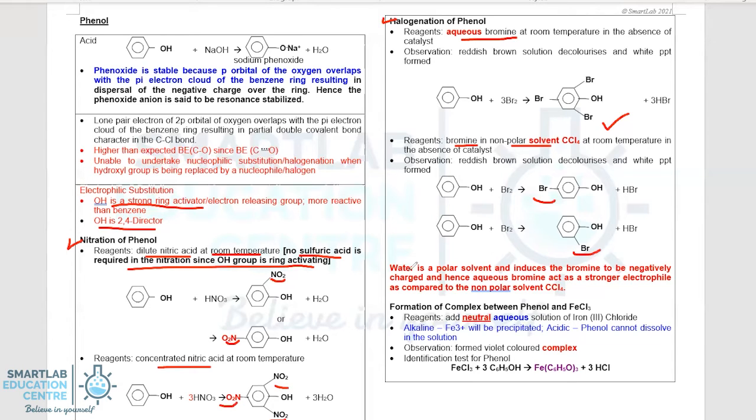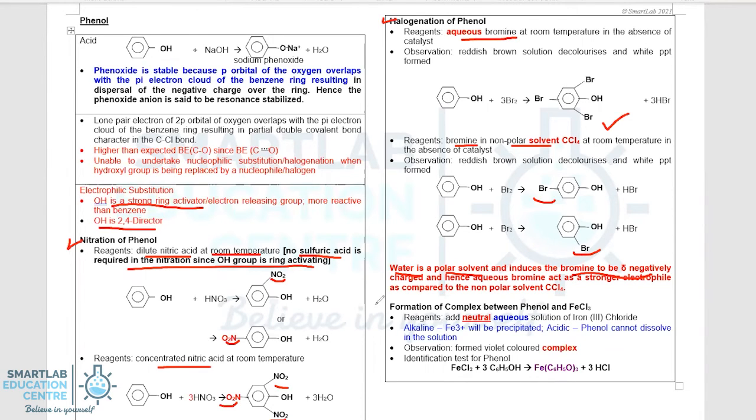The reason why in the presence of water, bromine acts as a more effective electrophile is primarily because water is a polar solvent and is able to induce bromine to be delta negatively charged. Hence, because of that, bromine acts as a stronger electrophile, and therefore you observe full bromination.